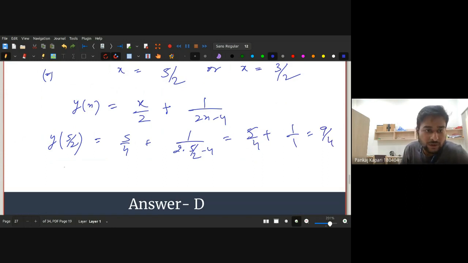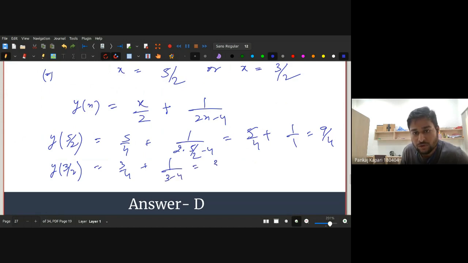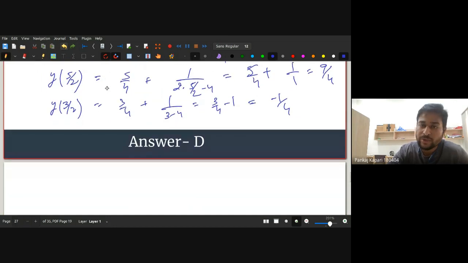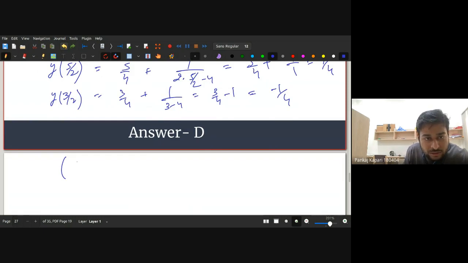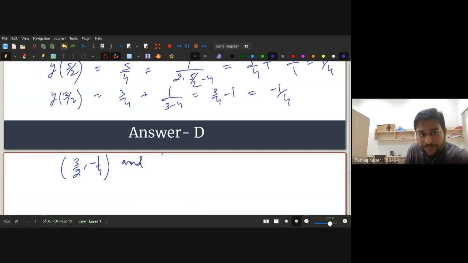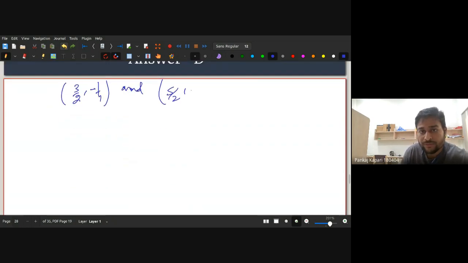And what is y of 3 by 2? This is 3 by 4 plus 1 over twice into 3 by 2 minus 4, which is just 3 by 4 minus 1, which is minus 1 by 4. So what are those points where the slope is minus 3 by 2? Those points are precisely x equal to 3 by 2 and y equal to minus 1 by 4, and x equal to 5 by 2 and y equal to 9 by 4.